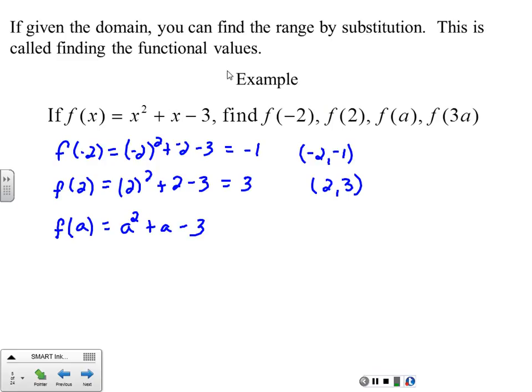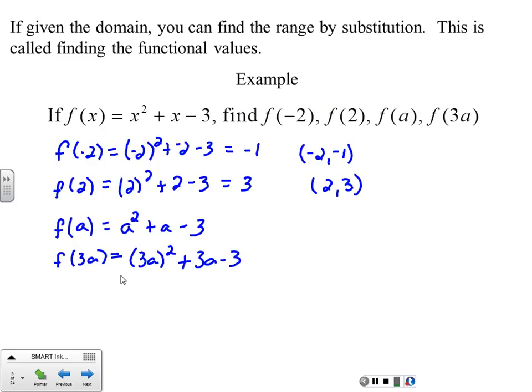Okay, so let's do this. F of 3a. So now we're going to have 3a as our base for our squared term. Make sure you write this correctly so you know what's going on, okay? X is your base of your squared term. Well, we're replacing x with 3a. That's a product, okay? So now your base is going to be 3a. So be careful when you write that. So we're going to have 3a quantity squared plus 3a minus 3.